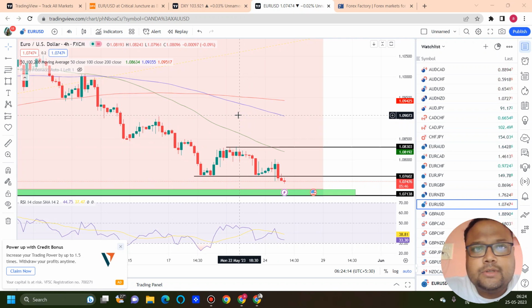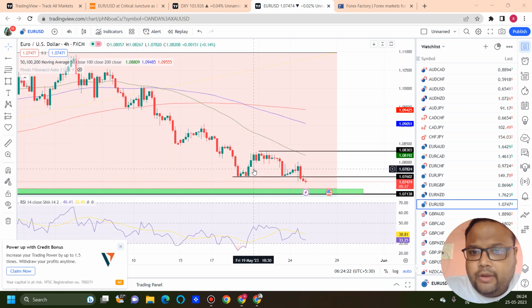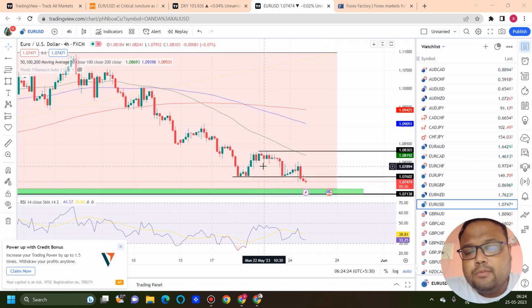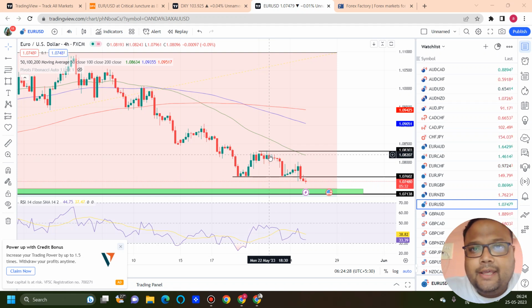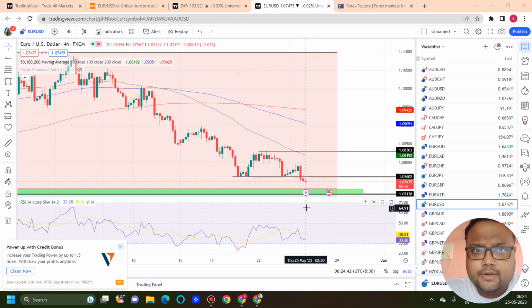we had 1.0760 as a temporary support EURUSD was trying to hold. And we were waiting for EURUSD to move out of the box, and now we can see that finally EURUSD has moved out of the box. So if you already have taken a sell position, then you can stay in the trade. No need to exit from the trade because there is a high chance that the market will be going down further.